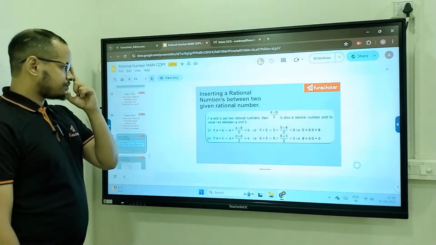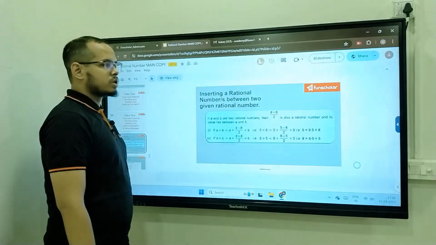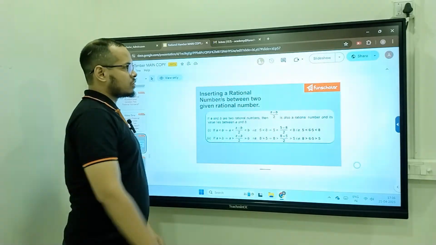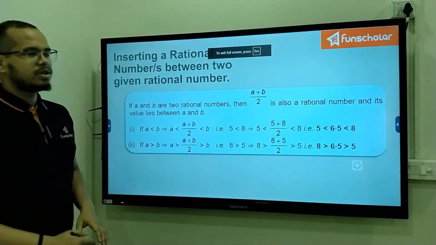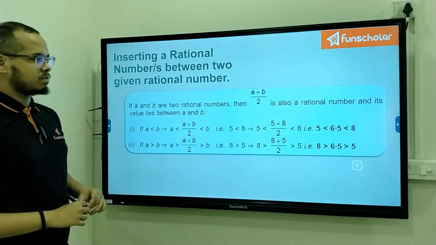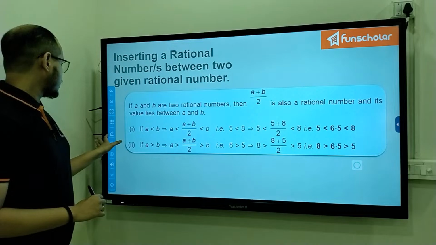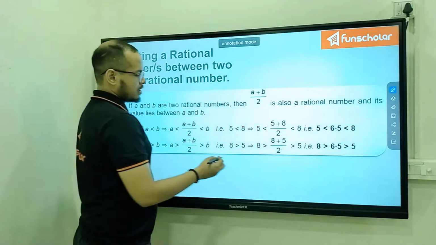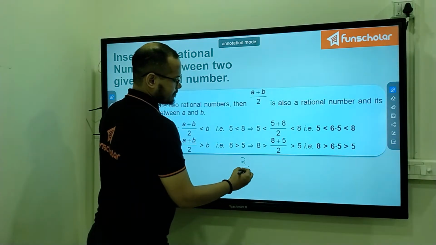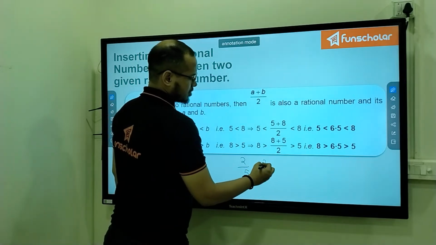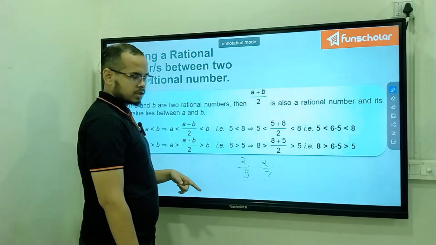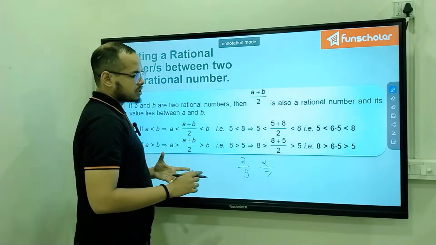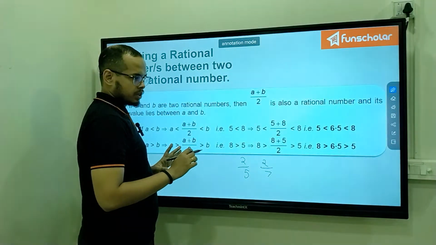Okay. So, inserting rational numbers between two given rational numbers. Let's begin. So I have 2 by 5 and 2 by 7. Okay, two rational numbers, 2 by 5 and 2 by 7. Now I will insert some rational numbers in between them.